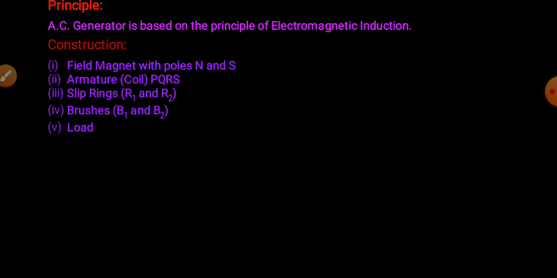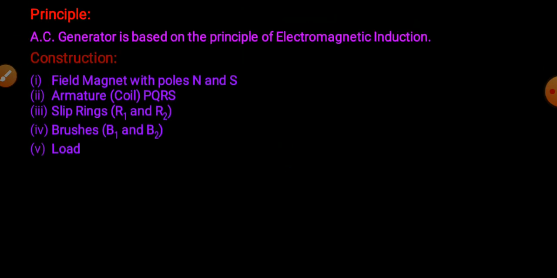Construction: as we have discussed in the previous slide, it consists of field magnets with north pole and south pole in which the coil is rotated, and the axis of rotation is perpendicular to the magnetic field lines. Armature coil PQRS is a rectangular coil. It consists of a large number of turns of insulated copper wire wound over a laminated soft iron core. The coil can rotate about the central axis, as shown in the previous slide.